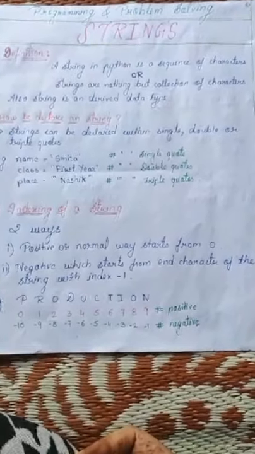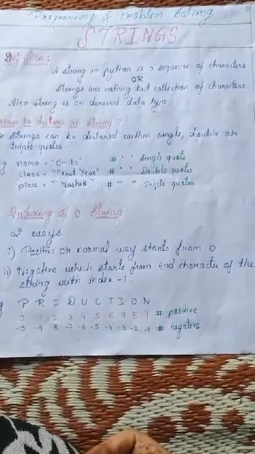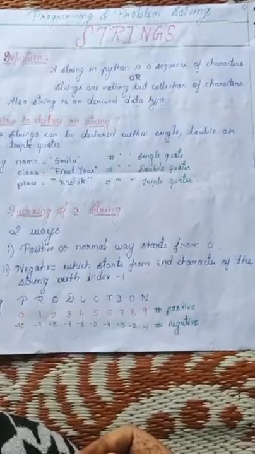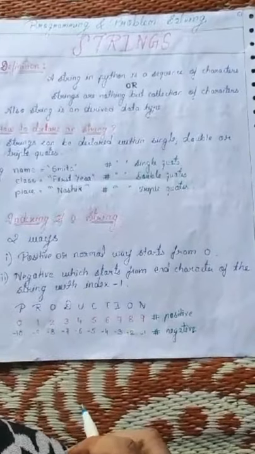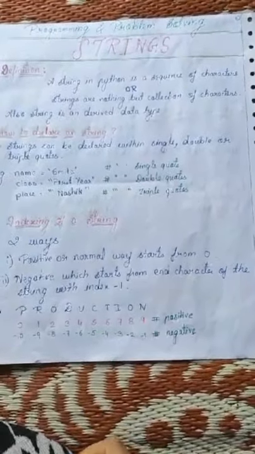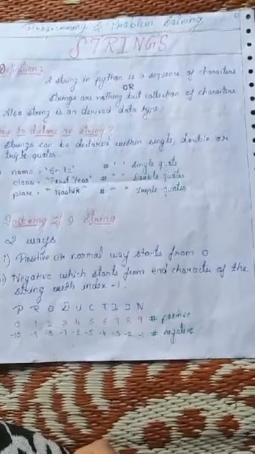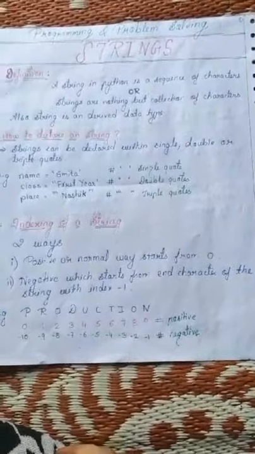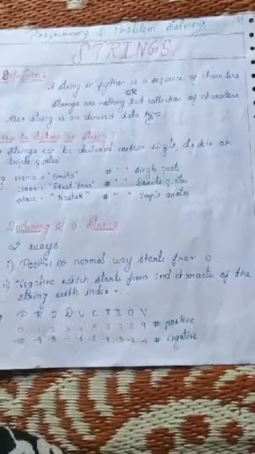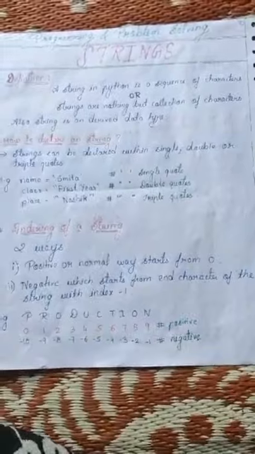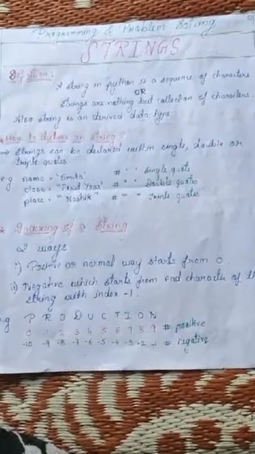Hello everyone. Today we are going to see the fourth unit of programming and problem solving, that is strings. Let's see what exactly a string is. Definition of a string: a string in Python is a sequence of characters, or you may say that strings are a collection of characters, which means that when we combine a number of characters together, it becomes a string. Also, in Python, string is a derived data type.